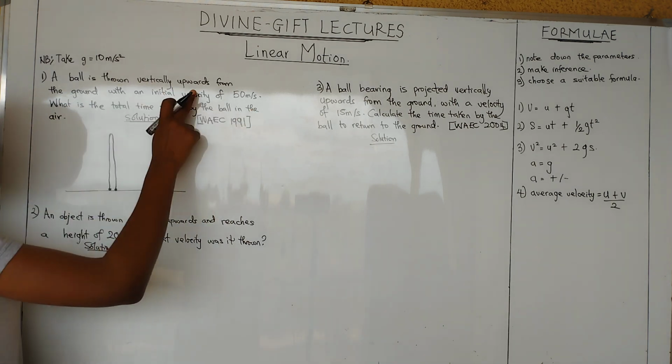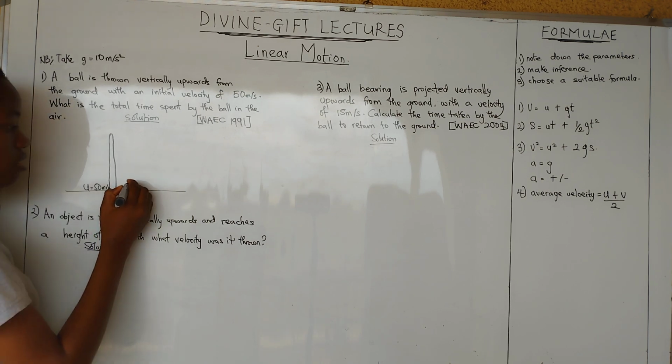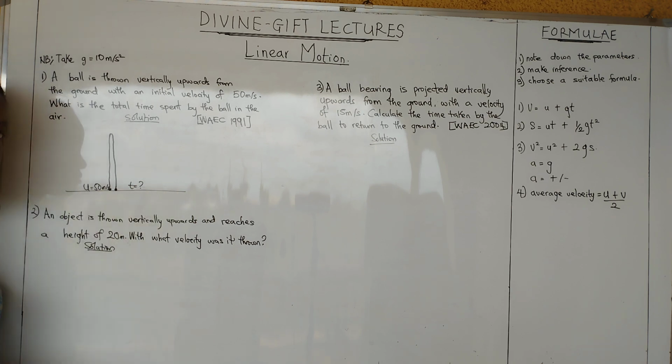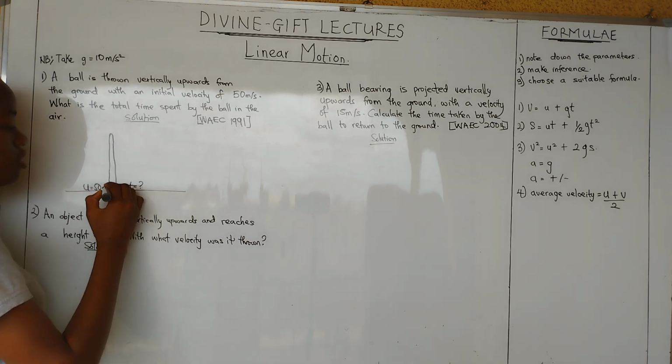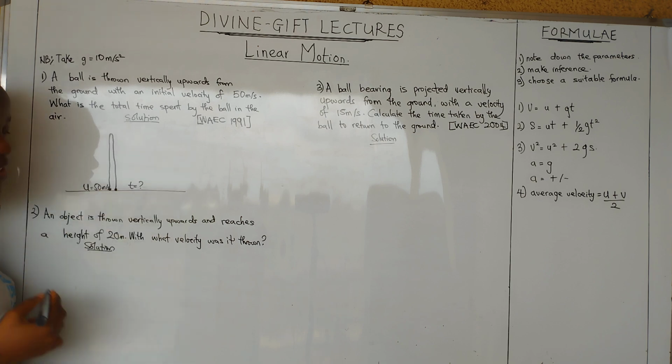The initial velocity is what? 50 meters per second. The time is what we are finding. So this is the motion, and we are asked to find what? The time it takes to stay in the air.